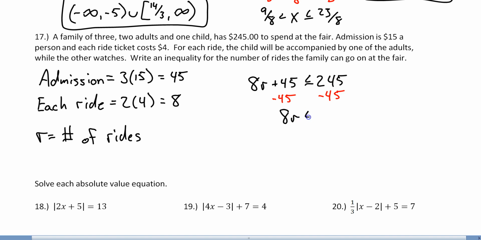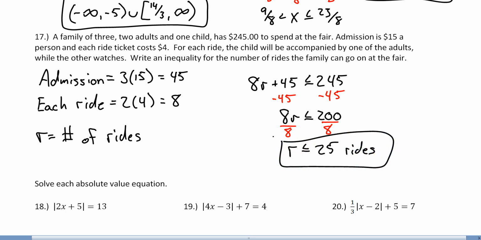That's 8R is less than or equal to 200. And now I'm going to divide by the 8. So that gives me R is less than or equal to 25. Okay, and that's 25 rides. So they can ride at most 25 rides or less. All right.